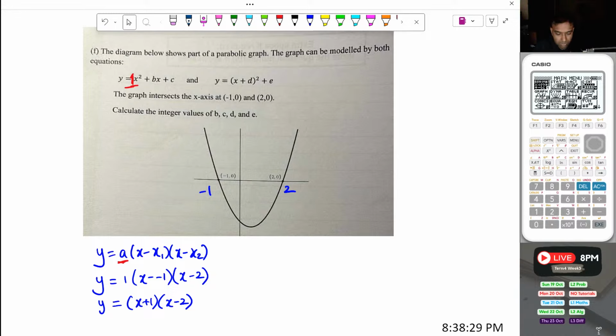1.4 formula sheet. 1.4, man, not 1.3. Resource booklet. Here we go. Let's have a look. Do you get any information about parabolas? Absolutely not.